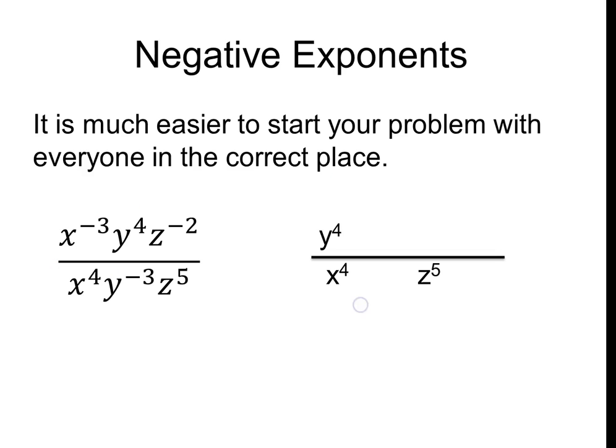Oh, this is hard. Okay, let's try this. I have this big mess right here, and I need to simplify it. The easiest way to start is write everybody that is in the correct place. Well, look at this. y to the 4th, he's in the correct place. He's not negative, so he's in the right place. This x to the 4th right here, he's in the right place, so we're going to leave him. And z to the 5th is in the right place, so we're going to leave that one. Now let's look at x to the negative 3rd.